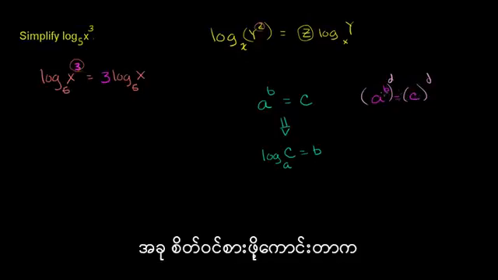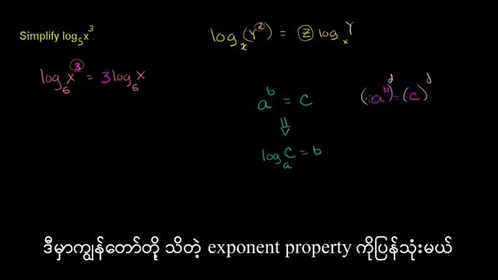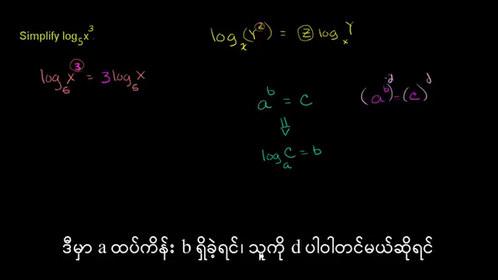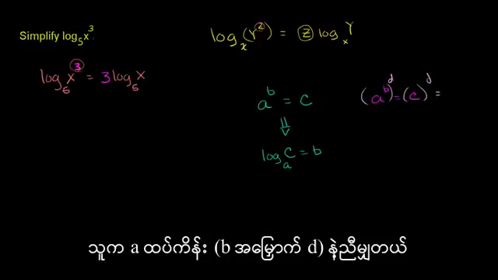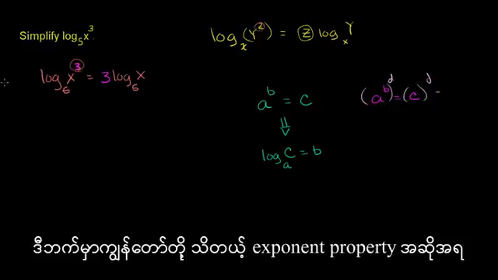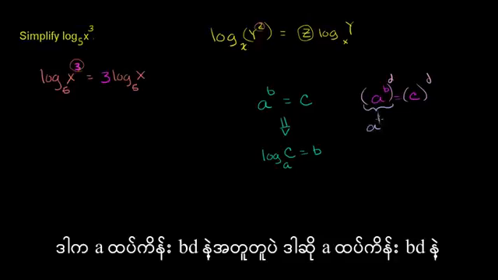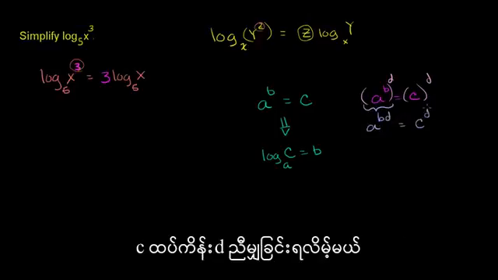Now, what's interesting over here is we can use what we know about exponent properties. If I have a to the b power and then I raise that to the d power, our exponent properties say that this is equal to a to the bd power. Let me do that in a different color. This right over here, using what we know about exponent properties, is the same thing as a to the bd power. So we have a to the bd power is equal to c to the dth power.